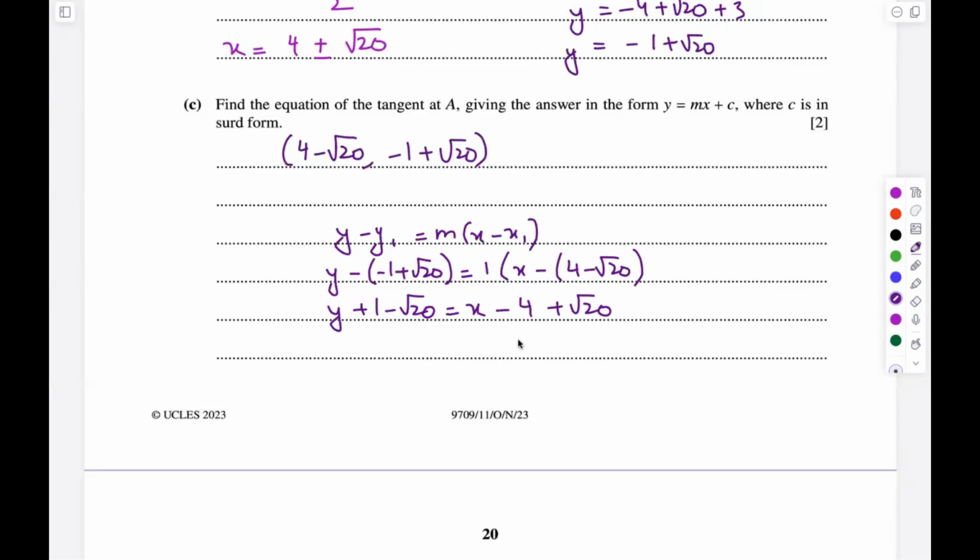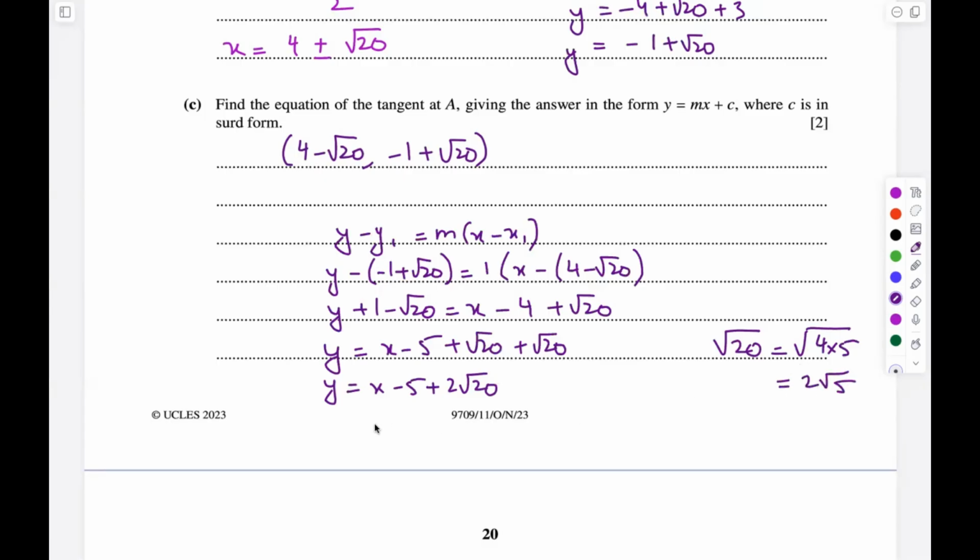Now taking 1 and root 20 to the right hand side, this will become y equals x, minus 4 minus 1 will become a 5. So this will become x minus 5, and root 20 plus root 20, which can be written as 2 root 20. Now we can simplify root 20 as well. It can be written as square root of 4 into 5. Square root of 4 is 2, so that will become 2 root 5. So we can write this equation as x minus 5 plus 2 into 2 root 5. And the final equation will become y equals x minus 5 plus 4 root 5 for the equation of the tangent at A.